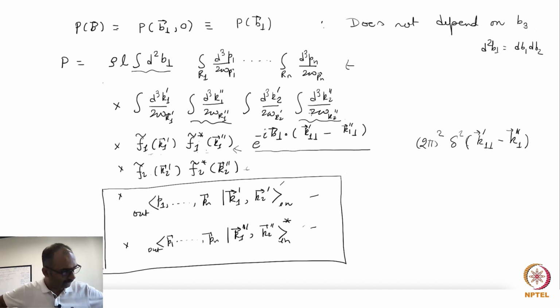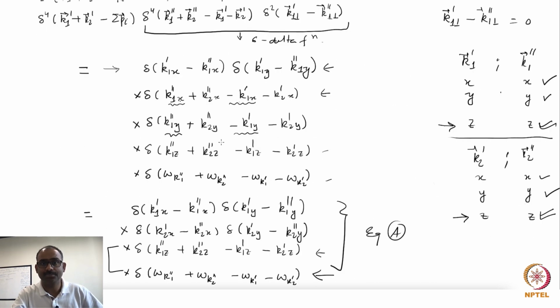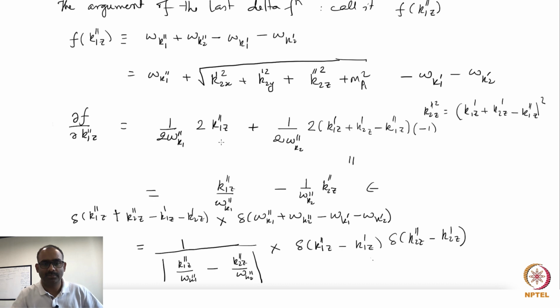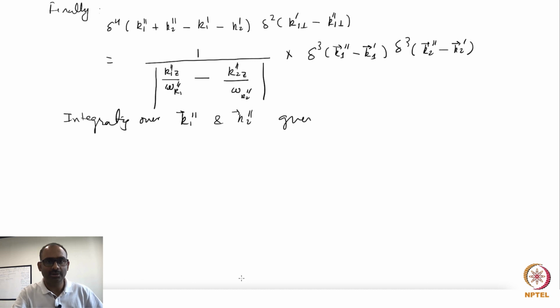Okay, that is one thing that will happen. And also, there is one more place where you will have k1 double prime, which I can replace by k1 prime, and which is this Jacobian factor, right? So here also k1 double prime z will become k1 prime z, and omega k1 double prime will become omega k1, okay, because of these delta functions. So finally, you will get the following, and okay. So let me write down that thing.